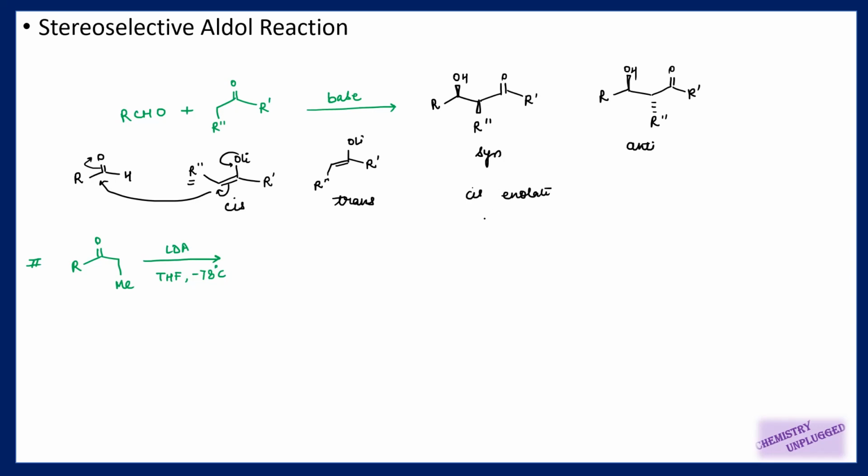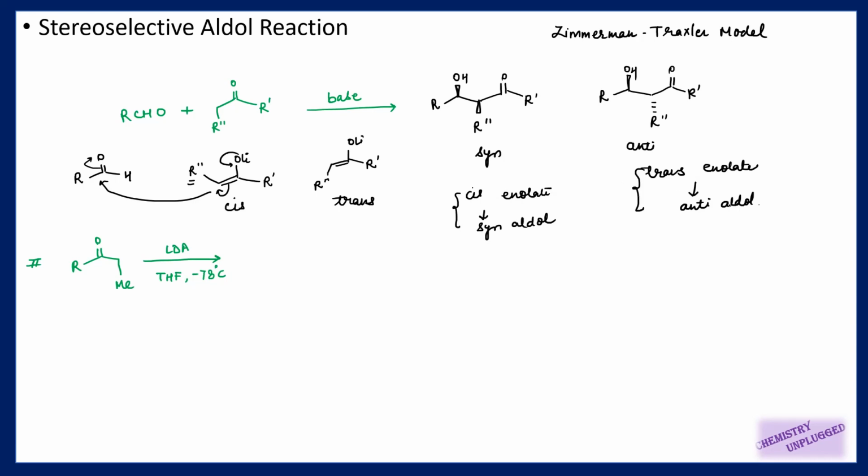And cis enolate gives us syn aldol product, and trans enolate gives anti-aldol product, and it is decided on the basis of a six-member cyclic chair-like structure, and this model is called the Zimmerman-Traxler model. We will not go into the detail of this model. We simply have to remember the outcome: cis enolate will give us syn aldol product and trans enolate will give us anti-aldol product.